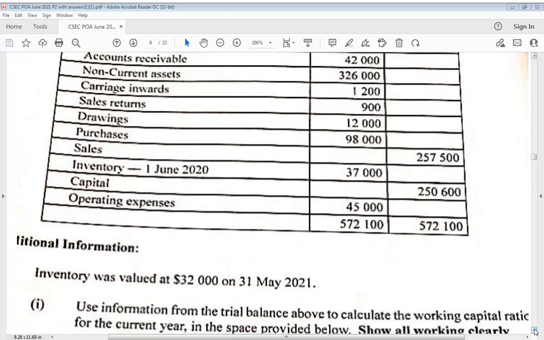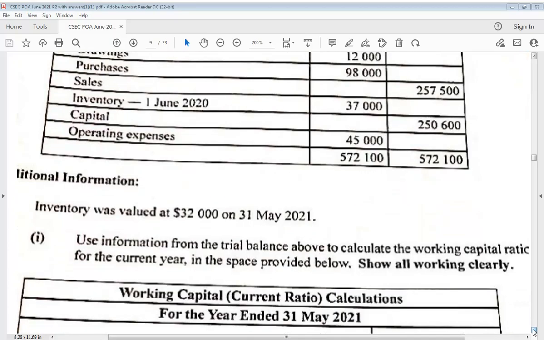So the additional information that they give us, they say inventory was valued at $32,000 on the 31st of May 2021. So we know that is the closing inventory. And the 37,000 would have been the opening inventory. So what do they ask us now? The first part of the question says, use information from the trial balance above to calculate the working capital ratio for the current year. In the space provided below, they ask us to show all working clearly.